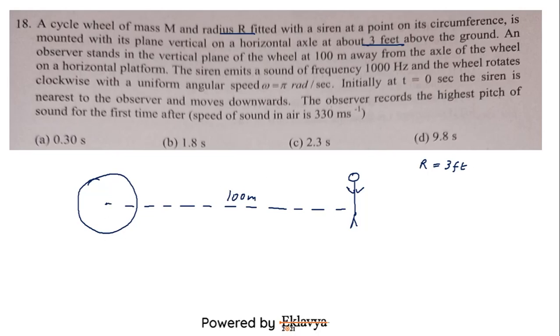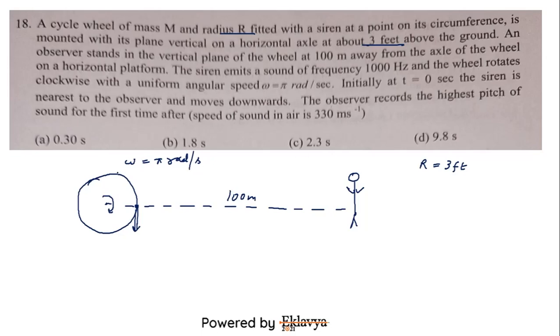Now the question says that the siren emits a sound of frequency 1000 hertz. The wheel rotates clockwise, so the wheel is rotating like this, with a uniform angular speed which is given to us. So omega is given to us as pi radian per second. At t equal to 0, the siren is nearest to the observer and moves downward. So the siren is here, it is moving downward. Now the observer records the highest pitch for the first time, after which time?